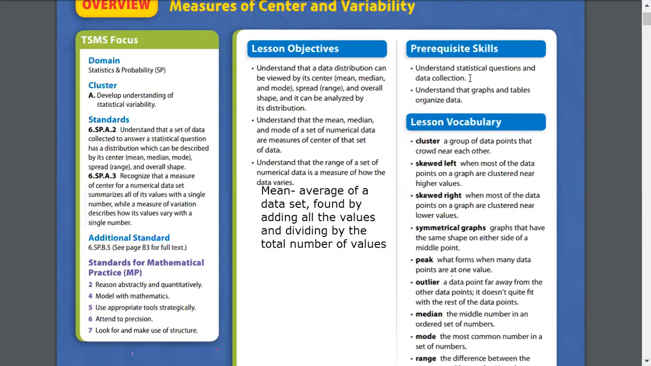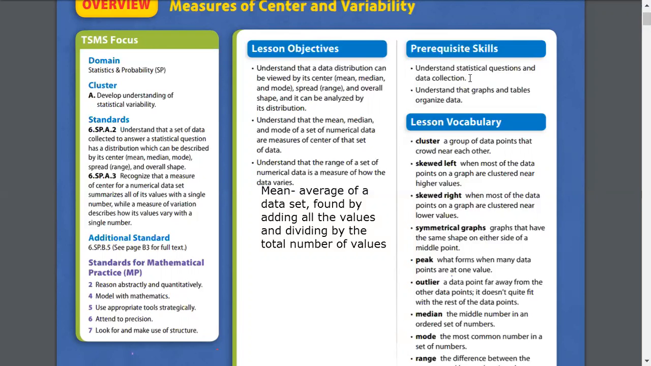At the end of our lesson, you should have mastered standard 6.SP.A.2. Understand that a set of data collected to answer a statistical question has a distribution which can be described by its center, mean, median, mode, spread, which is the range, and overall shape. And 6.SP.A.3. Recognize that a measure of center of a numerical data set summarizes all of its values with a single number, while a measure of variation describes how its values vary with a single number.